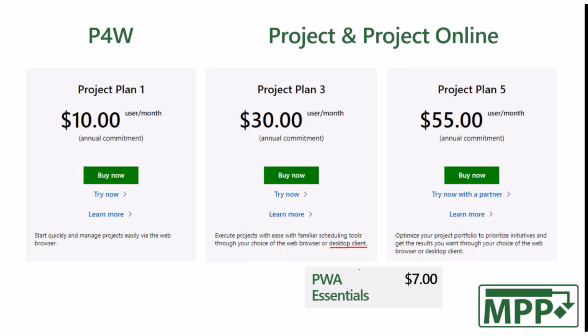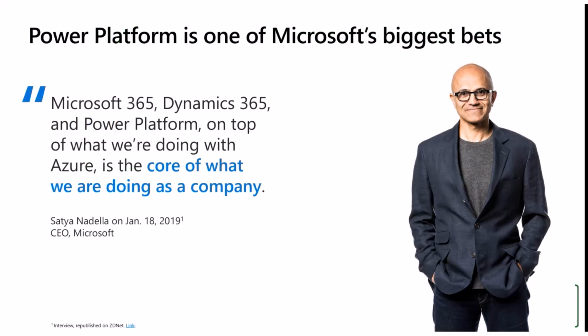For users that are going to be interacting with Project Online, maybe a resource manager, an executive, portfolio viewer, or team member, you simply need PWA Essentials, as it's known, which is a $7 license. One of the big mistakes or miscommunications is that P1 and PWA Essentials are the same, and they're not. They are different licenses that you will be working with. And I've got a slide coming up to make a comparison between the two.